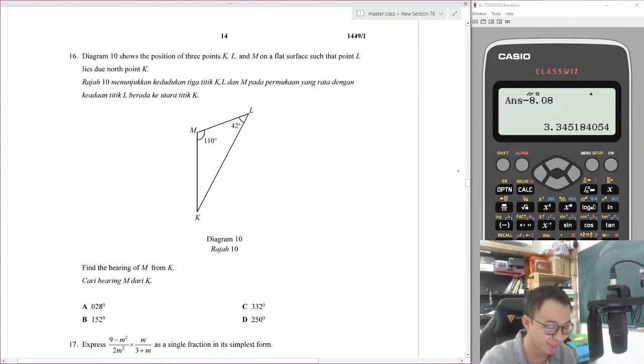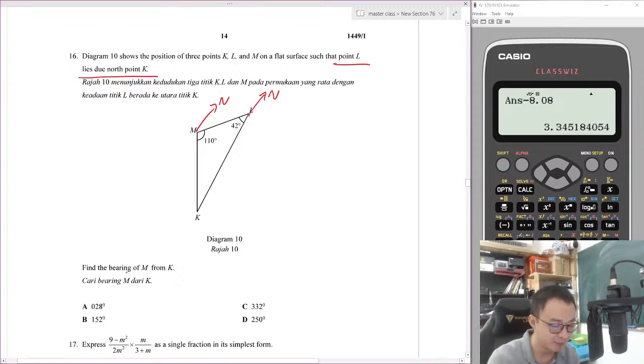Okay, bearing. This sentence is important: point L lies due north of Q. So basically L is in the north direction of Q. North direction of K. So basically north is here, right? So north will be here. Normally I have the north like this, I will add a north for every single point.